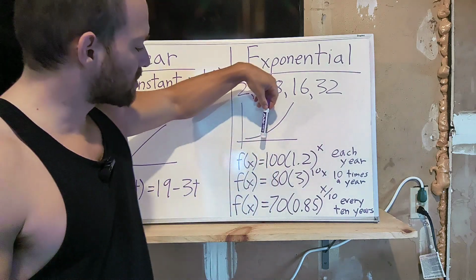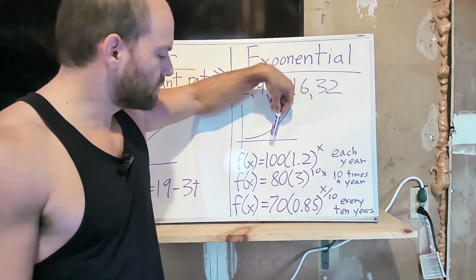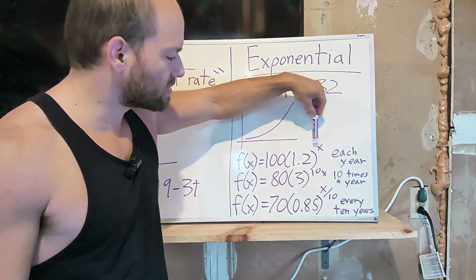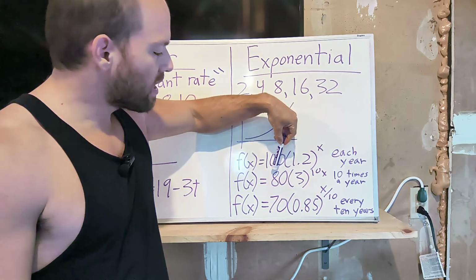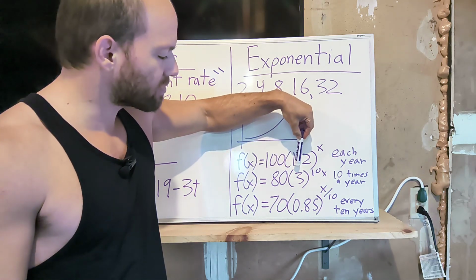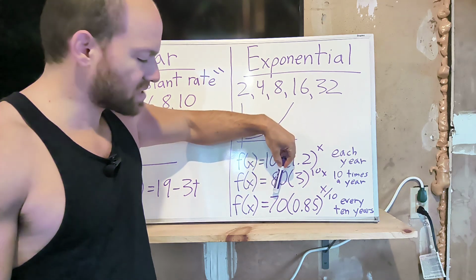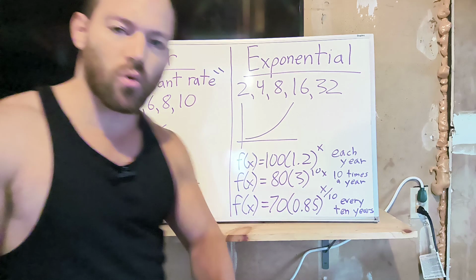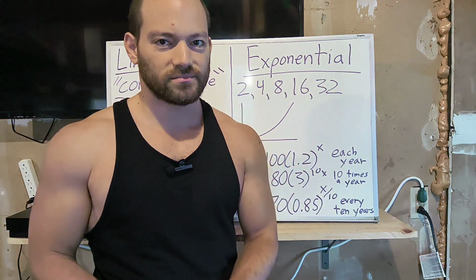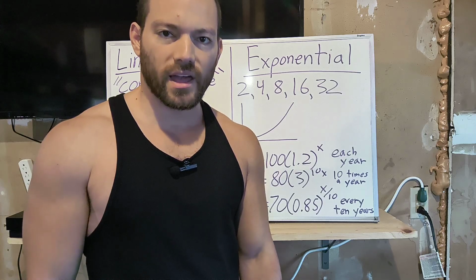So just to recap these equations over here, we're starting with 100 of something, and it's increasing by 20% each year. The next one, we start with 80 of something, and it's getting multiplied by 3 10 times a year. And finally, we start with 70 of something, we're decreasing by 15% once every 10 years. So that's about what I got for that for now.